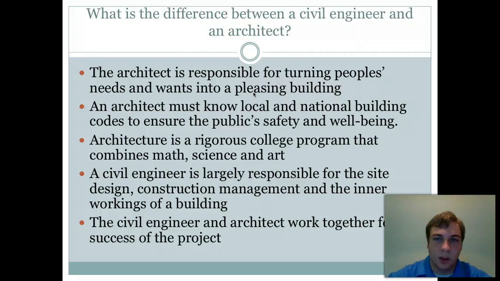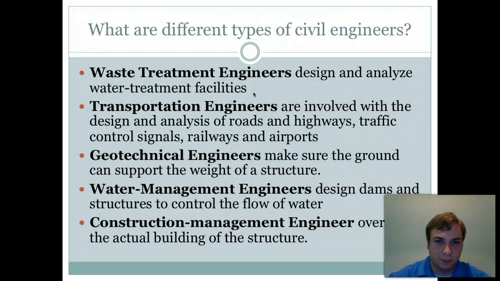What is the difference between a civil engineer and an architect? The architect is responsible for turning people's needs and wants into a pleasing building. An architect must know local and national building codes to ensure the public's safety and well-being. Architecture is a rigorous college program that combines math, science, and art. A civil engineer is largely responsible for the site design, construction management, and the inner workings of a building. The civil engineer and architect work together for the success of the project.